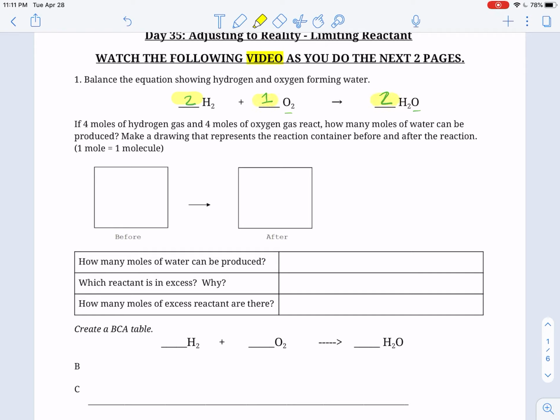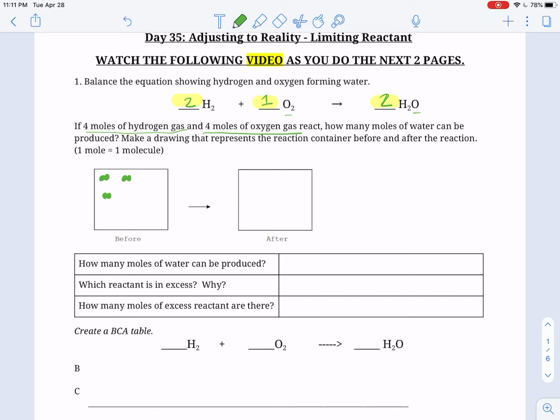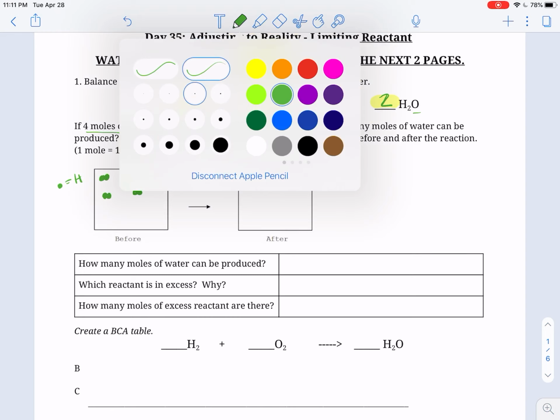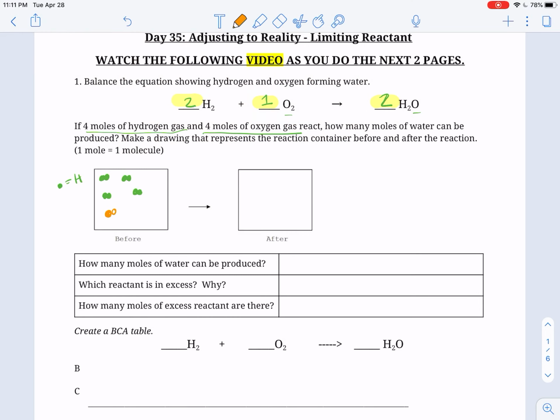But we might not start with 2 and we might not have 1 to make exactly 2. All right, so let's say that we start with 4 moles of hydrogen gas, okay, and 4 moles of oxygen gas. So before, in what we call the reaction container or the reaction vessel, we're going to draw 4 H2s. Okay, and we're going to draw 4 O2s. Okay, because I'm going to start with 4 hydrogens and 4 oxygens.